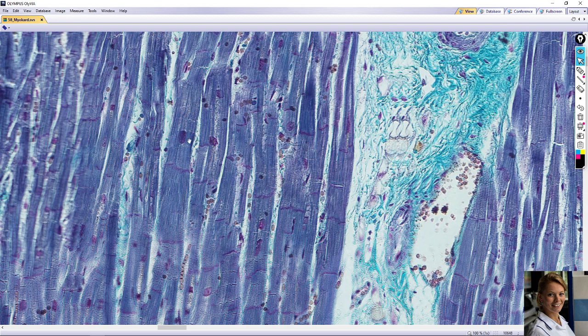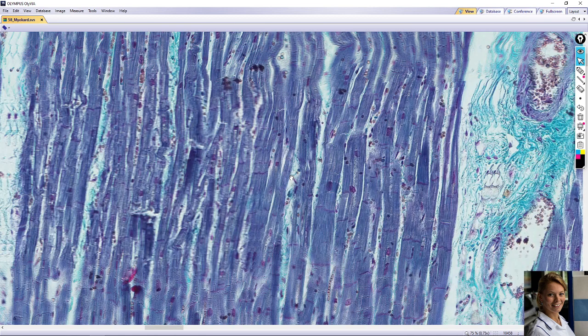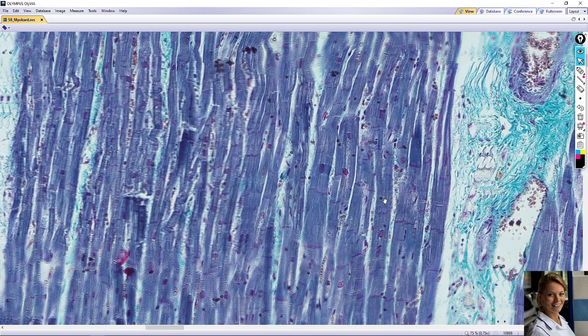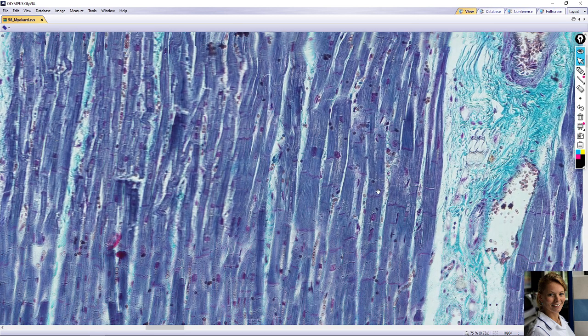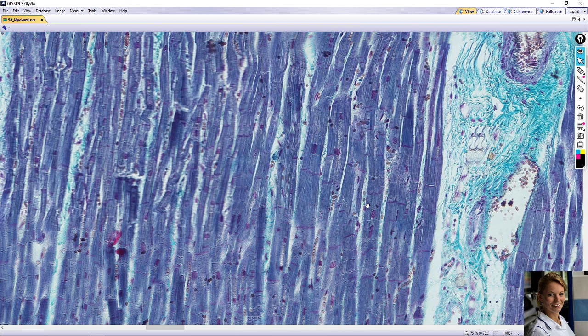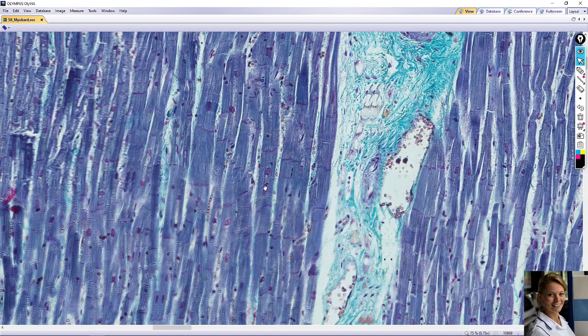Here you can see purple nuclei of cardiomyocytes. Binucleated cardiomyocytes are also visible. For example, here you can see binucleated cardiomyocytes.